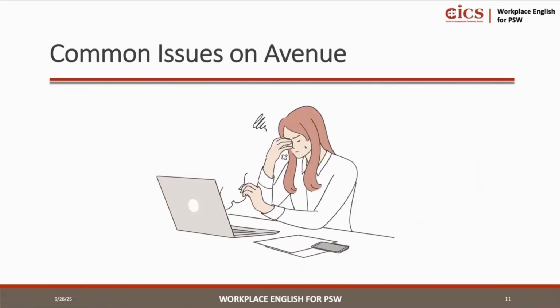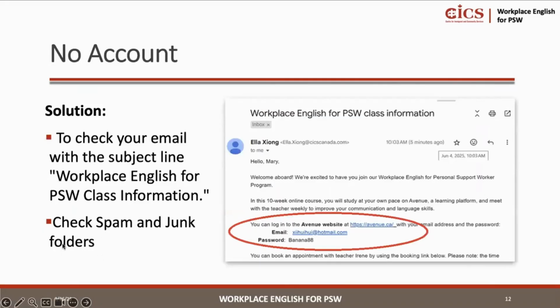Some of the common issues of Avenue include not having an account. If you don't know your account, please check your email and find an email with the subject line, Workplace English for PSW class information. If you don't see the email in your inbox, please check spam and junk folders. If you still cannot find the email, please contact Wendy or Ella.